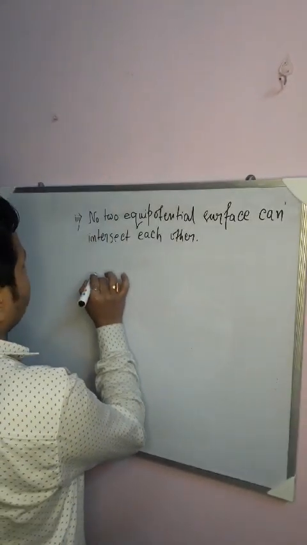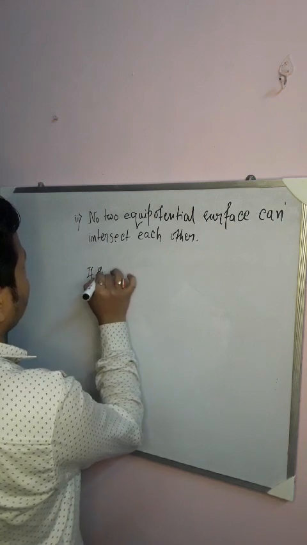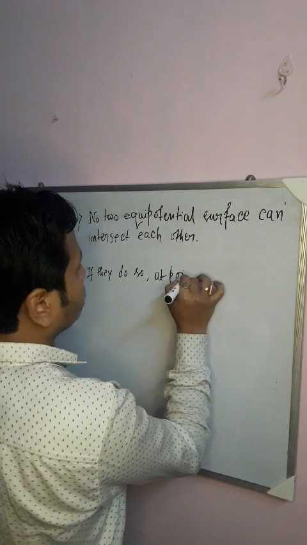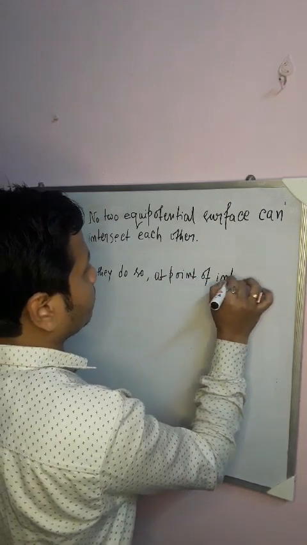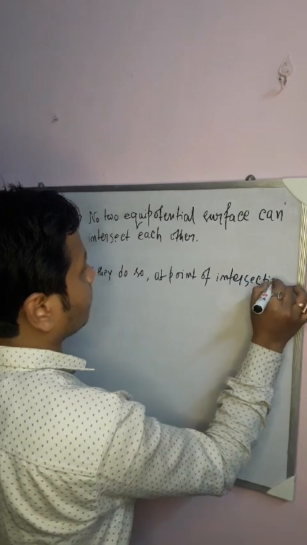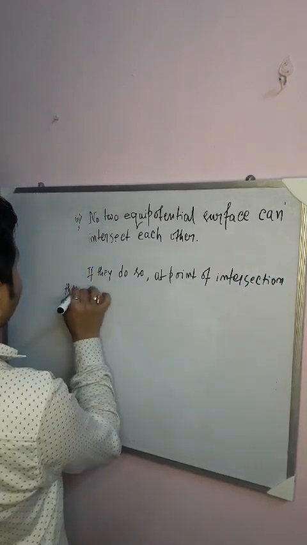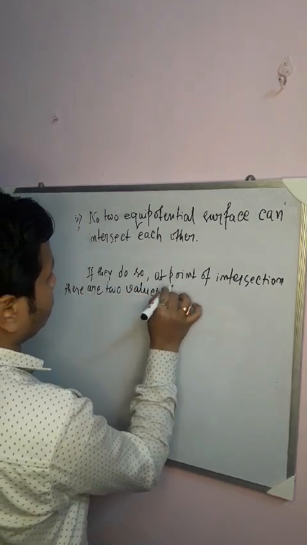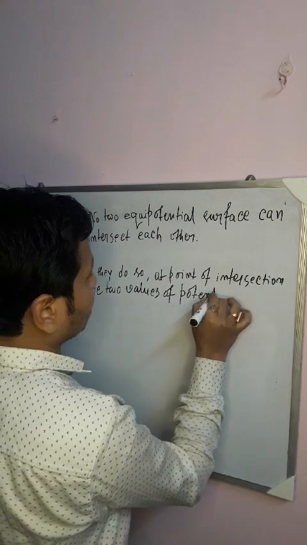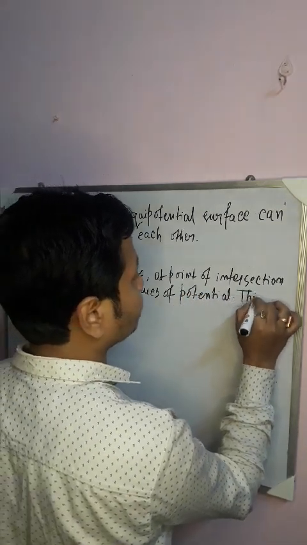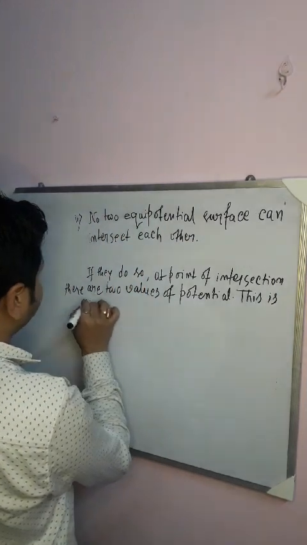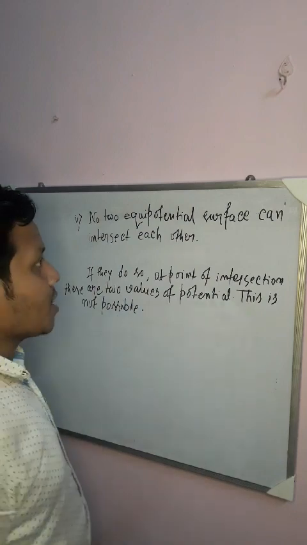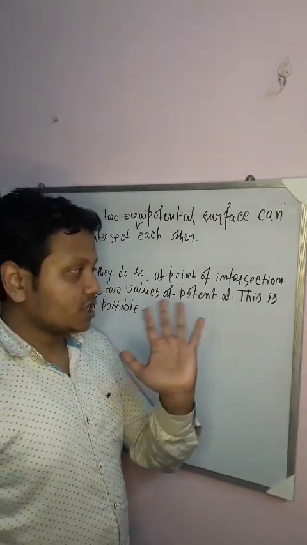Okay, so if they do so, at point of intersection there are two values of potential. This is not possible. Okay, so this is what about equipotential surface.